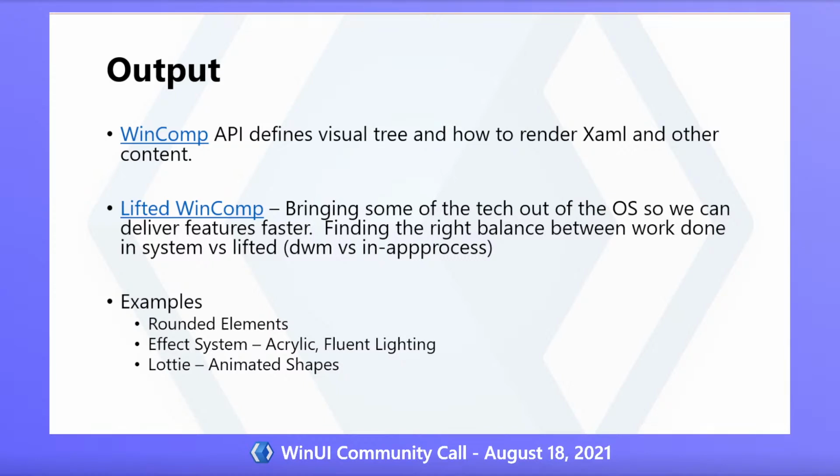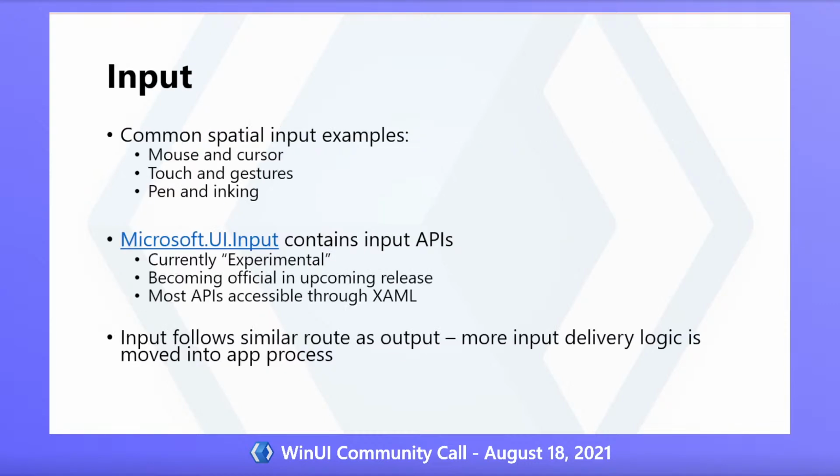Some examples of the types of things that my team has been working on are rounded elements that you may have seen in Windows 11. We did a lot of work to make that really fast. We also own the effects system. So this includes acrylic and fluent lighting, as well as Lottie and the animated shapes that you see on the OS. And now I'll hand off to Faye, who will talk about the input system.